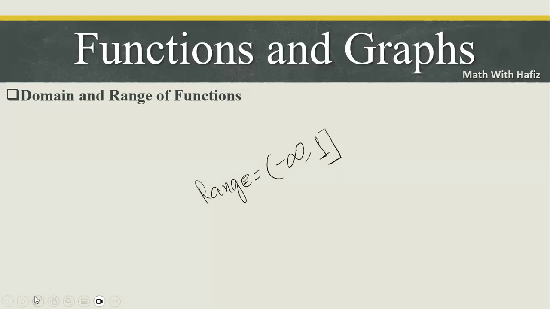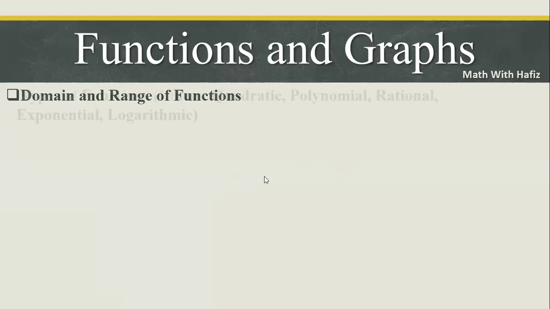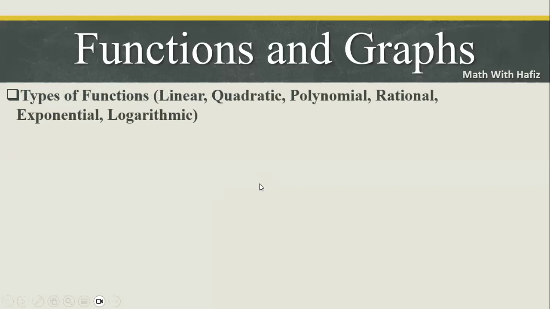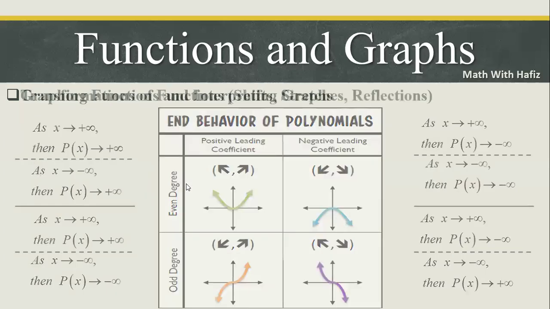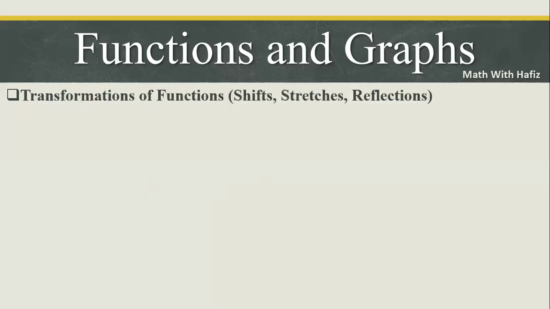Similarly, if you are having any other function, you can use the method of end behavior to find out its range according to the domain. All right, so let's talk about the transformation of functions. It is very easy. For example, you are having x squared. What you have to do is compare your given function with the parent function.